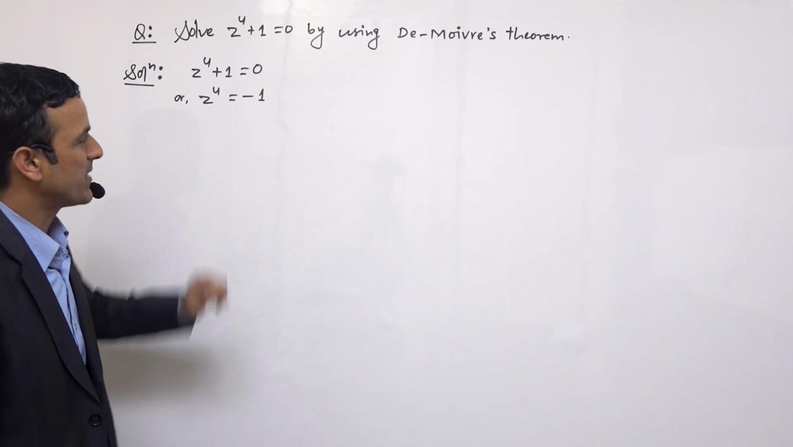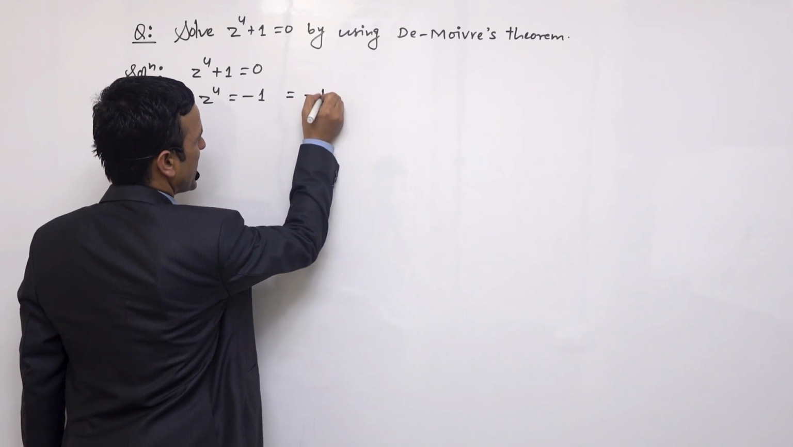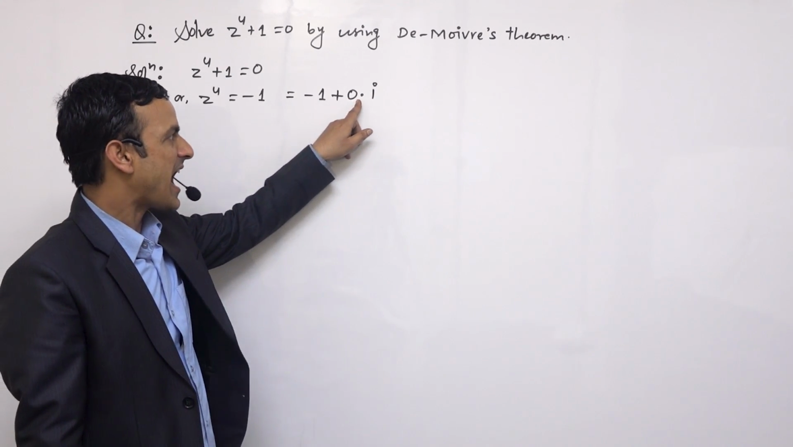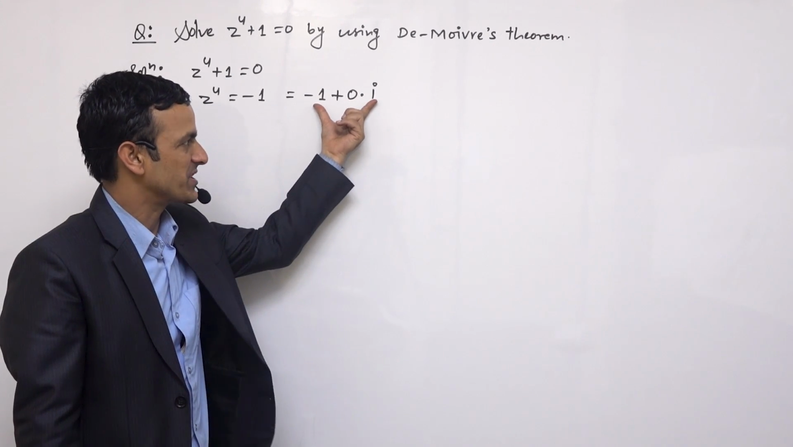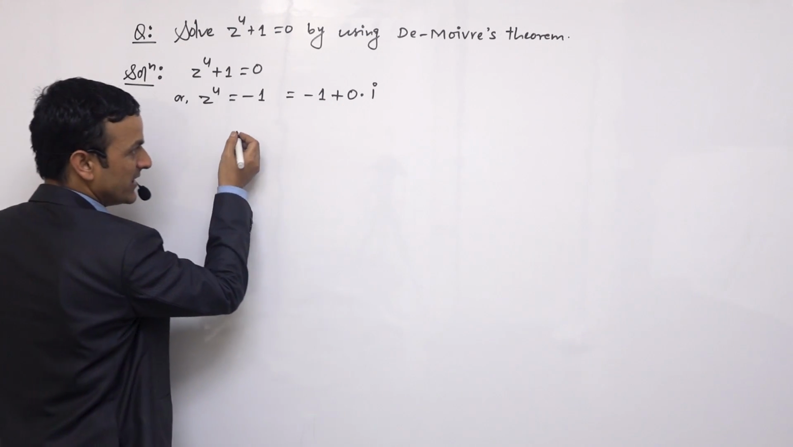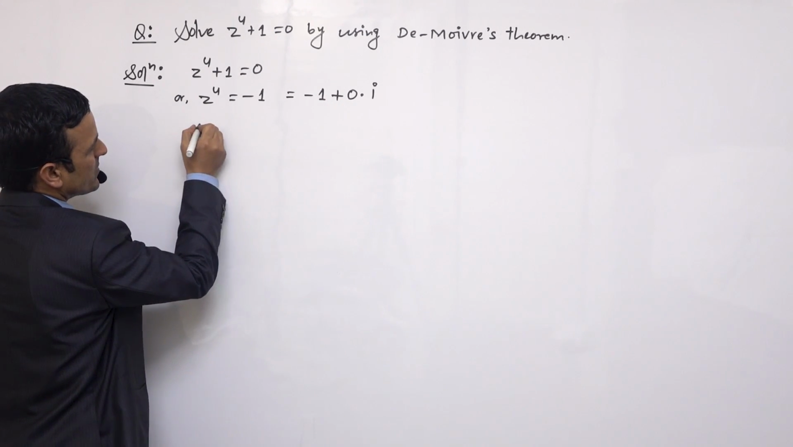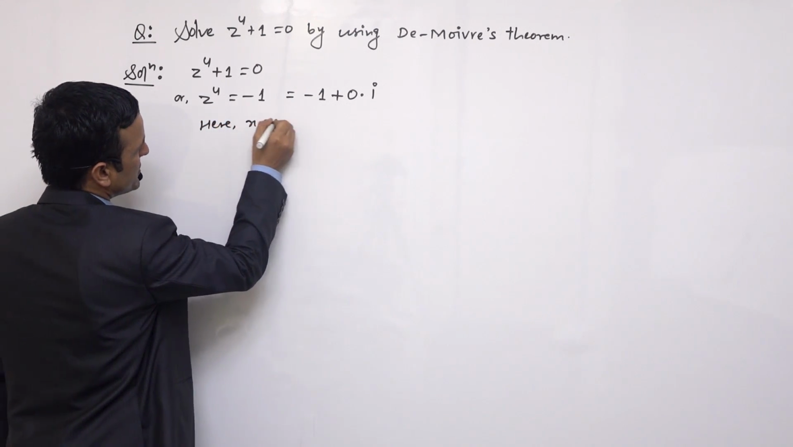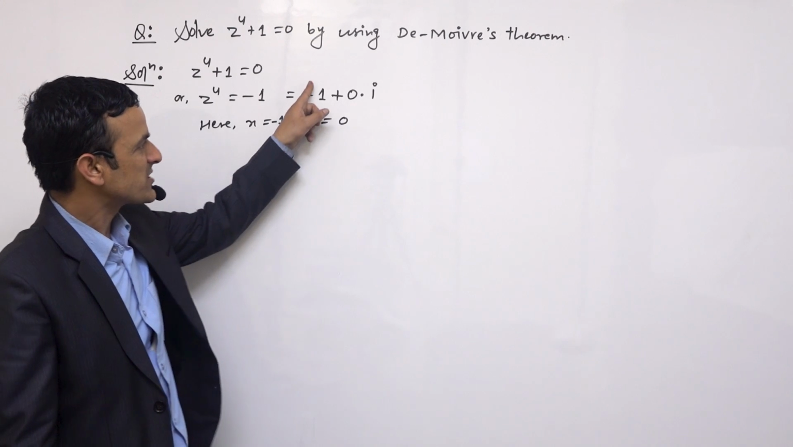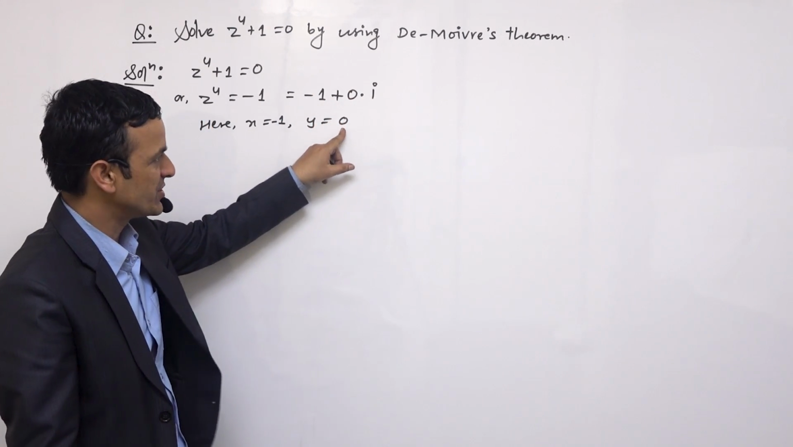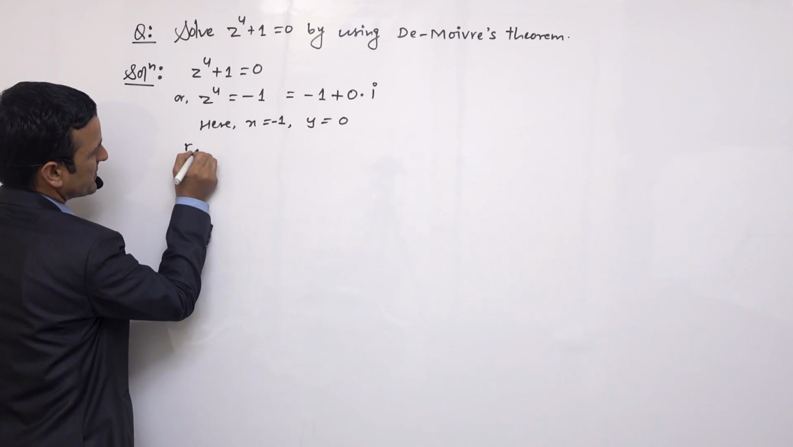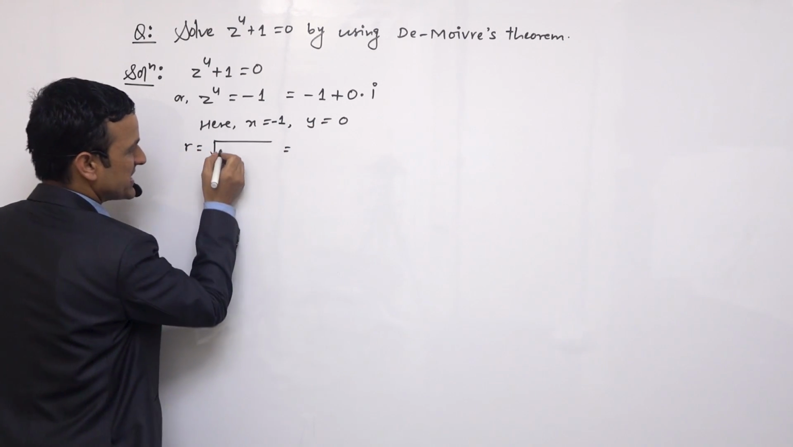Minus 1 plus 1 goes to minus 1. And it can be written as minus 1 plus 0 into i, x plus i into y. यो फर्ममा एक्सप्रेस गर्ने. So comparing this equation with x plus iy, we get here x is equal to minus 1, y is equal to 0. So from this we get the value of r and theta.